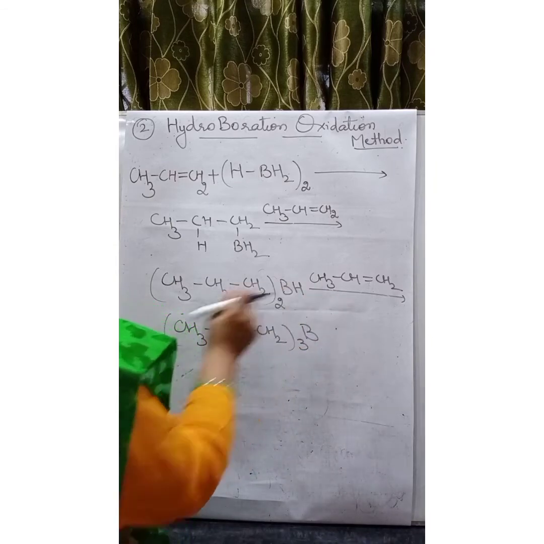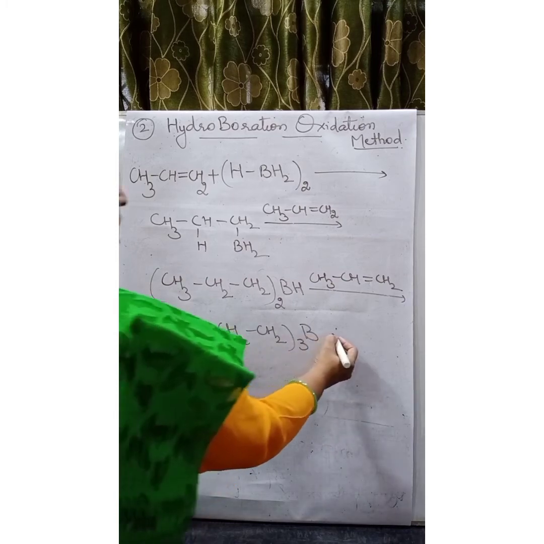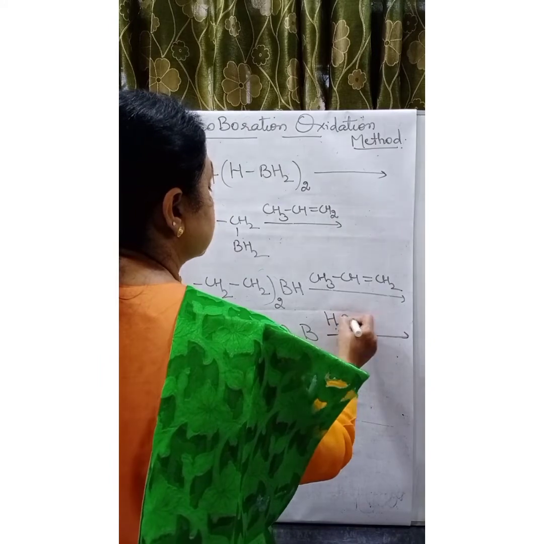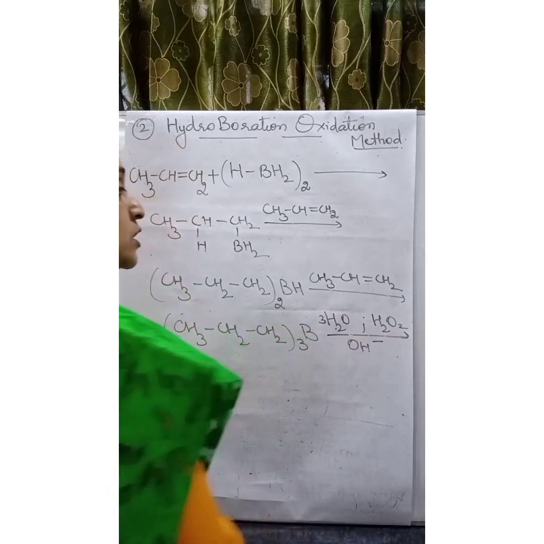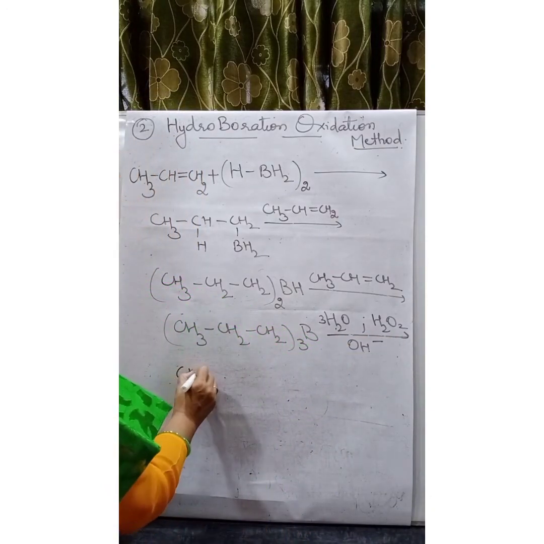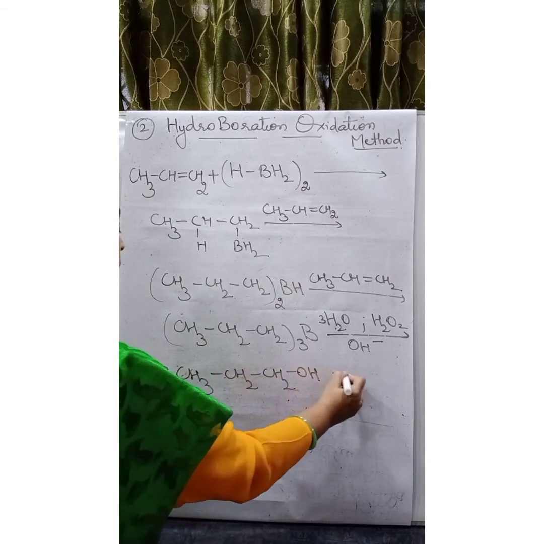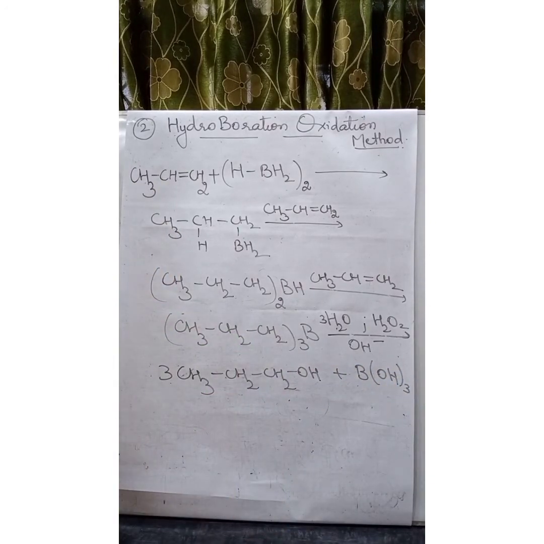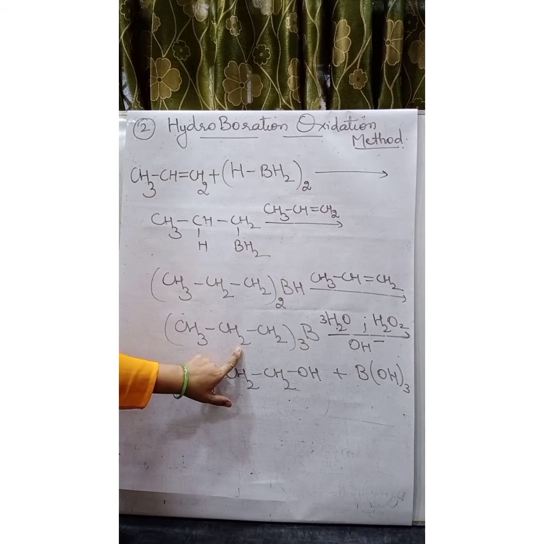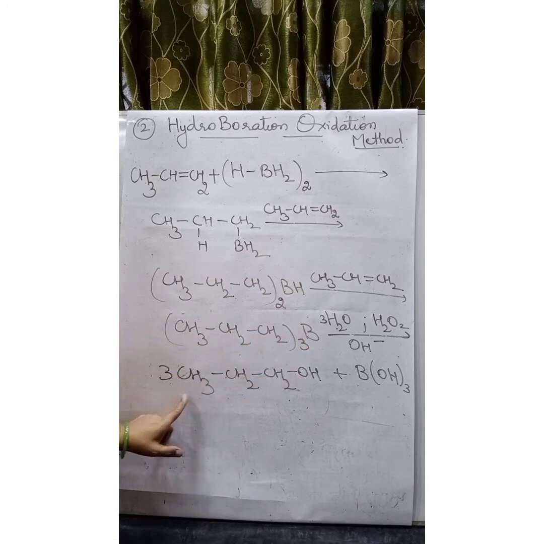Now the reaction will not continue further because there is no replaceable hydrogen left with boron, right? So now it undergoes oxidation in presence of hydrogen peroxide, 3 molecules of water, in presence of aqueous NaOH, to give 3 molecules of alcohol, that is propanol, plus B(OH)3. So in short, we can say diborane reacts with alkenes to give trialkyl borane, which is further oxidized by H2O2 in presence of aqueous NaOH to form alcohol.